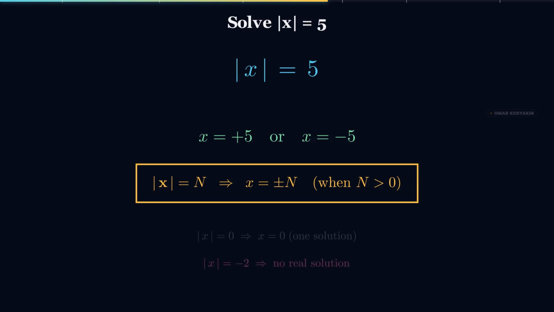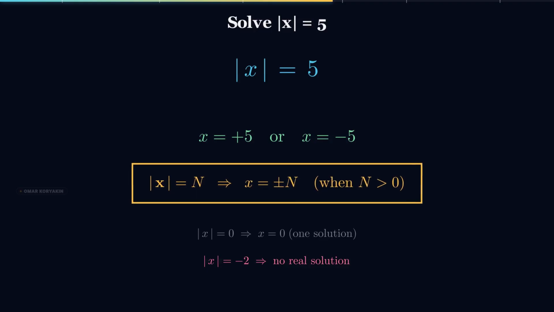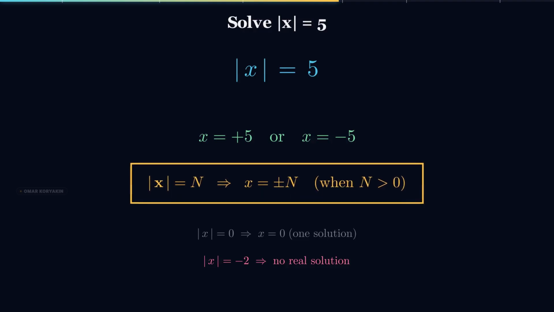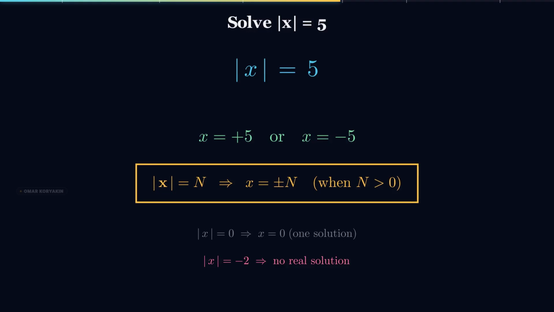Two corner cases to remember. If n equals 0, the equation absolute value of x equals 0 has only one solution, x equals 0, because 0 is the only number that is exactly 0 distance from itself. If n is negative, for example absolute value of x equals -2, there is no real solution at all, because absolute value can never be negative. Always check the sign of n before reaching for the plus or minus rule.